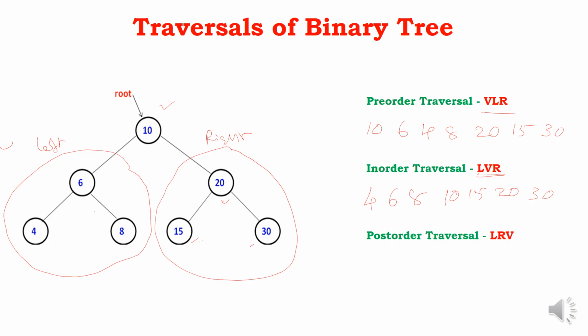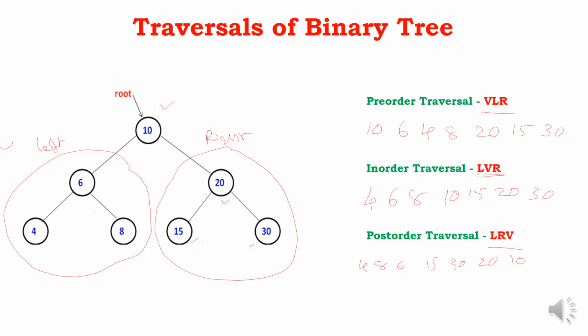Then post-order traversal. Post-order means L R V. Traverse left subtree in post-order, traverse right subtree in post-order, then visit root node. So left has to be visited first, then right has to be visited next. After that root has to be visited. In the left subtree, left, right, root: 4, 8, 6. Then right subtree in post order: 15, 30, 20. Then root node 10.